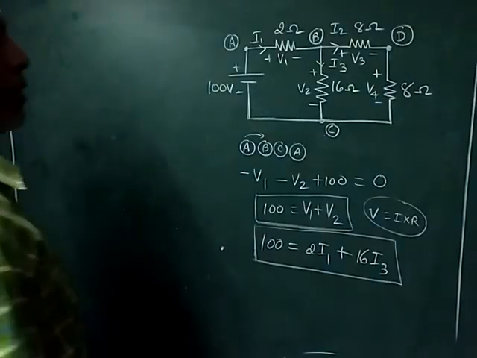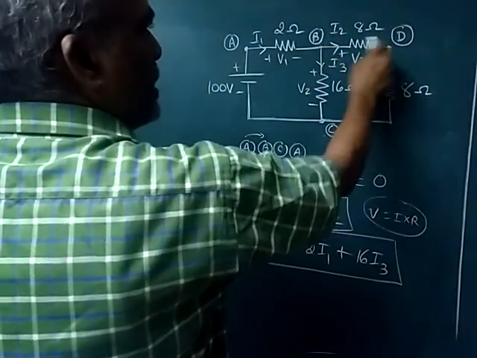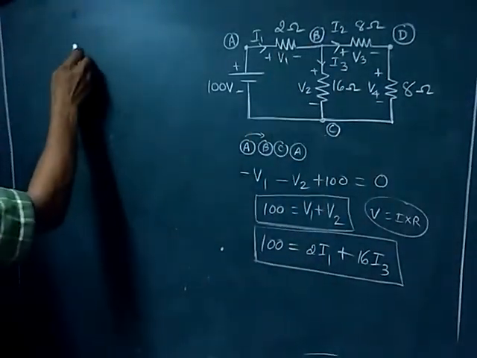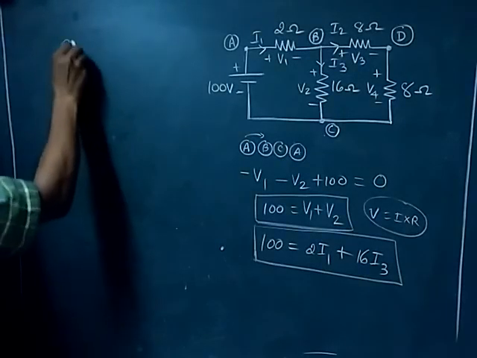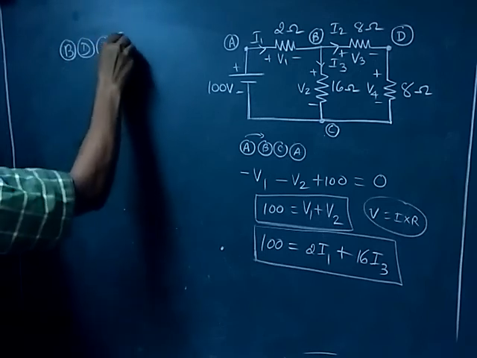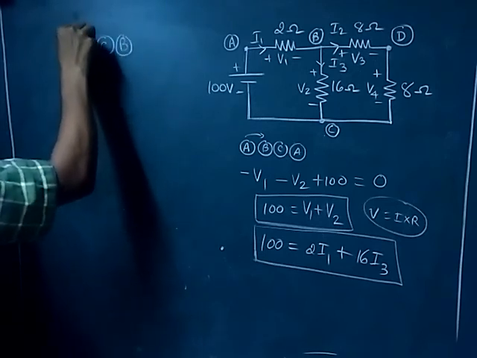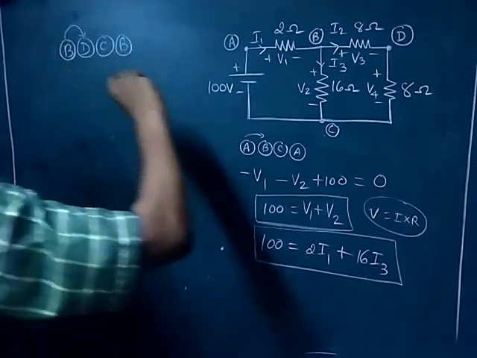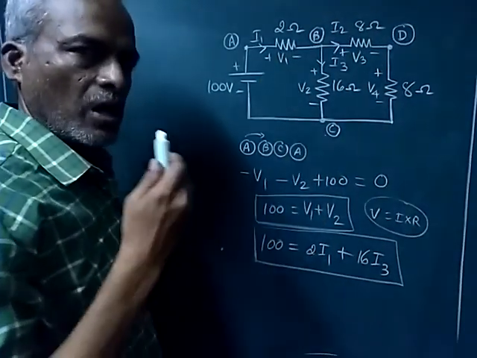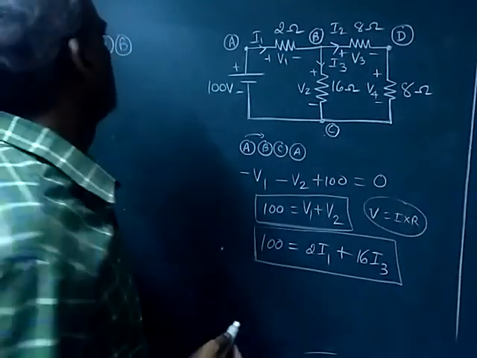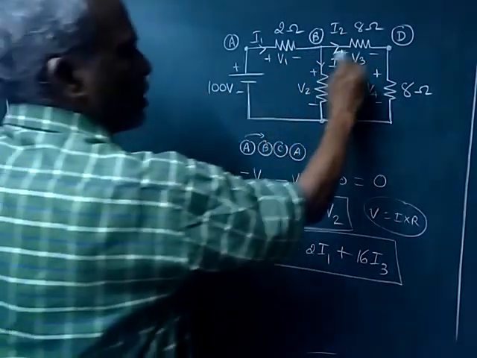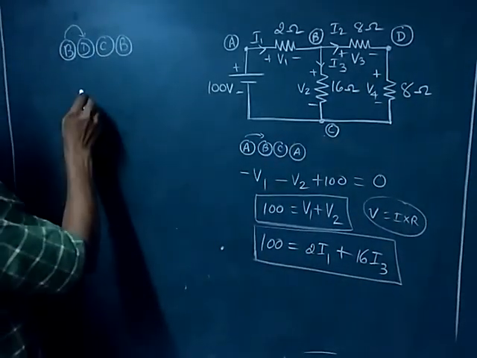Now we consider the next loop, B, D, all these points are C, and once again B. So I will write it here: B, D, C and B. First we will travel clockwise. You can go clockwise or anti-clockwise. You can fix the direction, but I always go by clockwise. So B to D, you have voltage V3. It is a fall in potential, therefore minus V3.